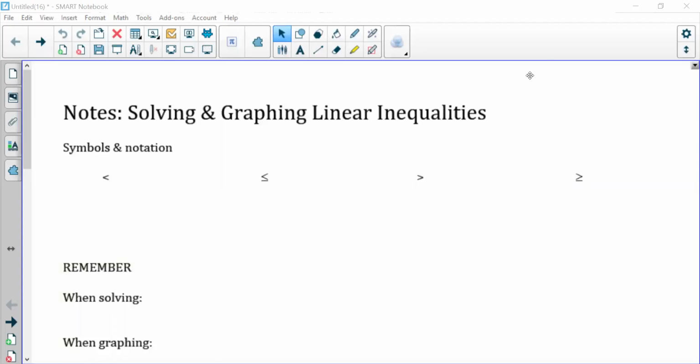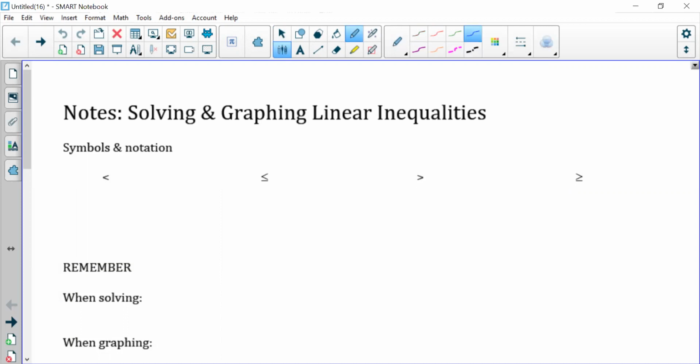Hi, today's video is about solving and graphing linear inequalities. This video will be the same for both intermediate algebra 2 and regular algebra 2. The notes you're looking at are actually from intermediate algebra 2, so if you're in regular, you will see some differences. However, you should be able to make application and still be able to do your homework just fine. All right, so let's get started.